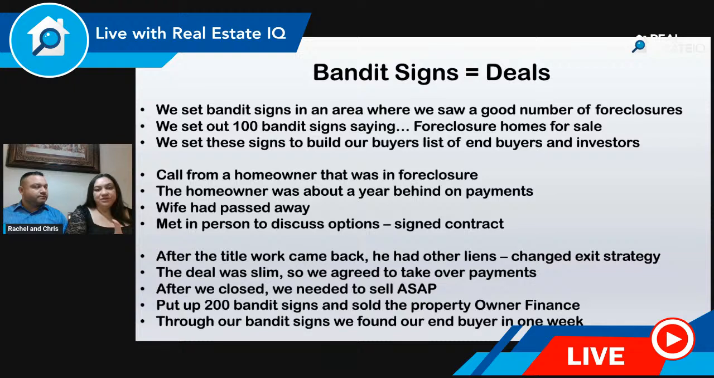But you can see we upped the amount of bandit signs. We needed it sold immediately, so we upped our bandit sign amount, and we got it fairly quickly. So sometimes if you can afford more, then put out more. It might work a little bit better. Yeah, just keep in mind when it comes to looking at a deal, you want to have a few exit strategies, right?